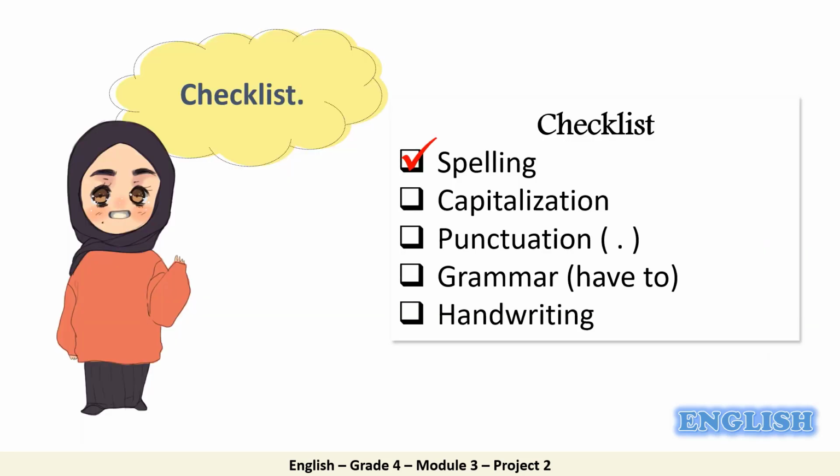To be sure your poster is up to the level, please refer to this checklist. You need to check spelling. Also, you need to check capitalization, which means you must start your sentences with capital letters. Also, punctuation. You must end your sentences with full stops. Next, make sure you check the grammar. And you must use have to when giving rules. And last, your handwriting. Make sure your handwriting is really clear.